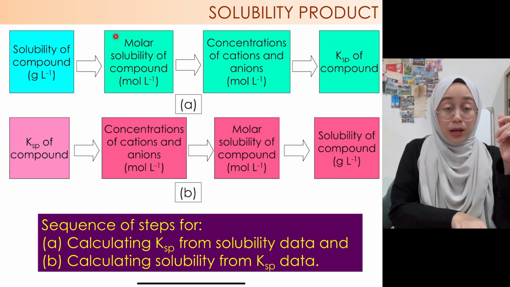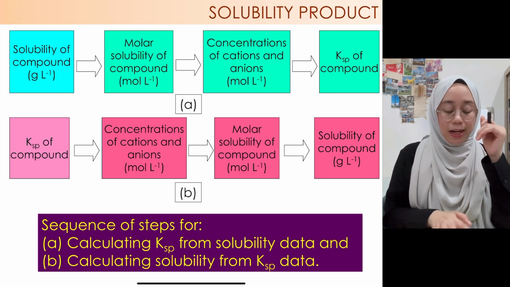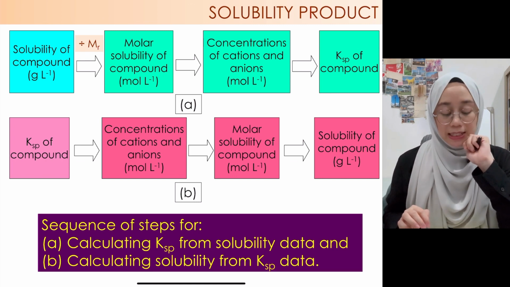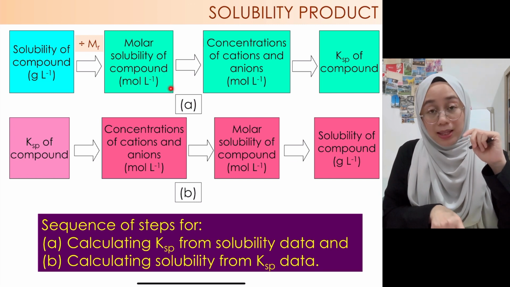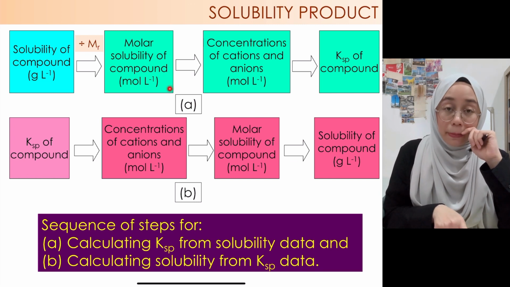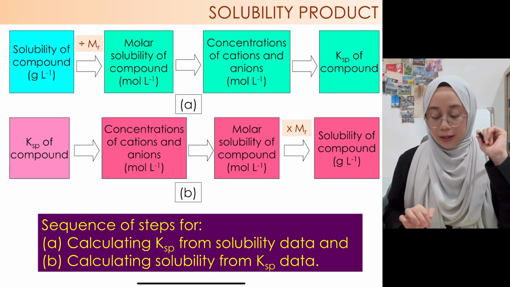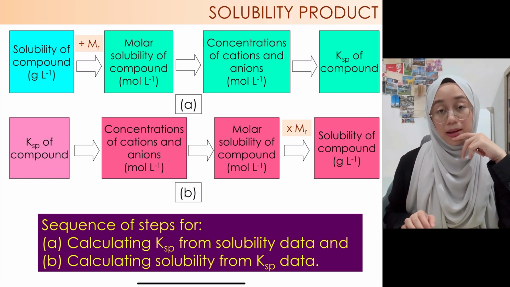Okay, so how do we convert daripada solubility yang gram per liter ni jadi mol per liter? So yang ni sebenarnya dia ada kaitan dengan molar mass compound tersebut. Okay, jadi basically kalau daripada yang gram per liter kamu nak tukar dia jadi molar solubility, kena bahagikan dengan the molar mass of the salt. Okay, yang solid dia tu. Okay, and then kalau daripada molar solubility nak pergi kepada solubility yang dalam bentuk gram per liter tu, so kita kena darab dengan molar mass ya.